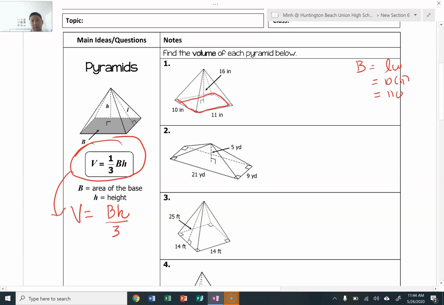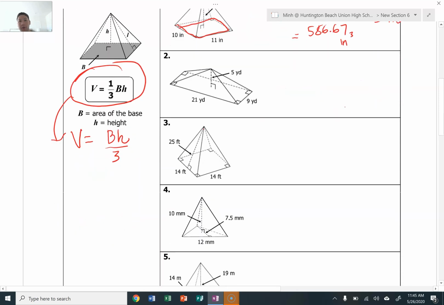All right, so now we plug everything back in. Since the volume is equal to the area of the base times the height divided by 3, that becomes 110. The height is always going straight up and down. I brought up in the past, when you go to the doctor and they take your height during a physical, they always measure you straight up. They never measure you going slanted. So the height going straight up and down would be 16, divided by 3. If you do that in your calculator, you should get approximately 586.67 cubic inches. All right, so that's the first example.